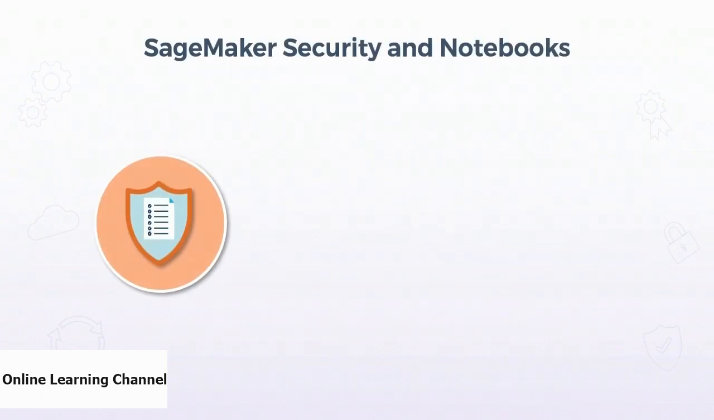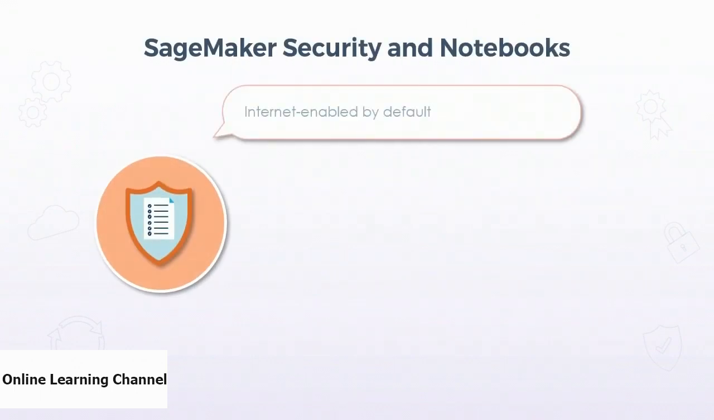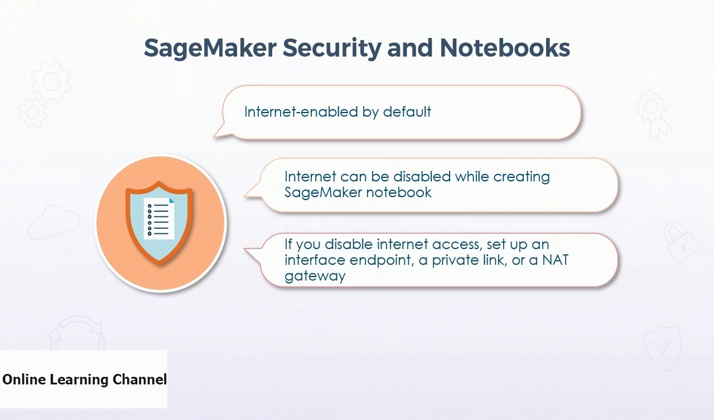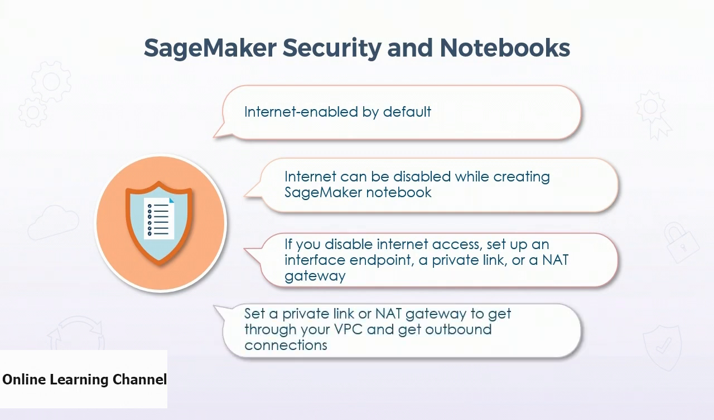Another consideration with security in SageMaker is that SageMaker notebooks are internet enabled by default, which means your notebook can go out on the internet and download data and do whatever it wants to. But this is kind of a security hole, so you can disable that while you're creating your SageMaker notebook. Do remember, if you disable internet, you would still need to get out to S3 somehow in order for SageMaker to work. So if you do disable internet access on your notebook, you're going to have to set up an interface endpoint that's also known as PrivateLink, or maybe a NAT gateway, and set up an outbound connection to actually allow your training and hosting to work.